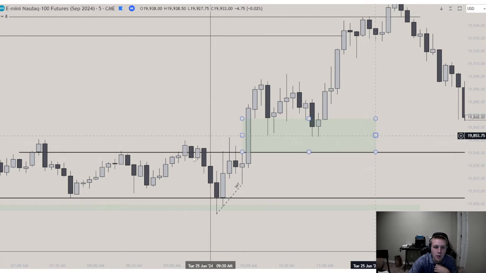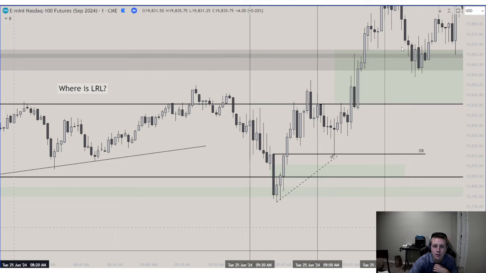As you can see, we end up manipulating lower, and then we end up forming an SMT here at these lows, and then we distribute higher at 10 a.m. and then we accumulate within this 10 a.m. fair value gap, take sell side, and then we displace higher.